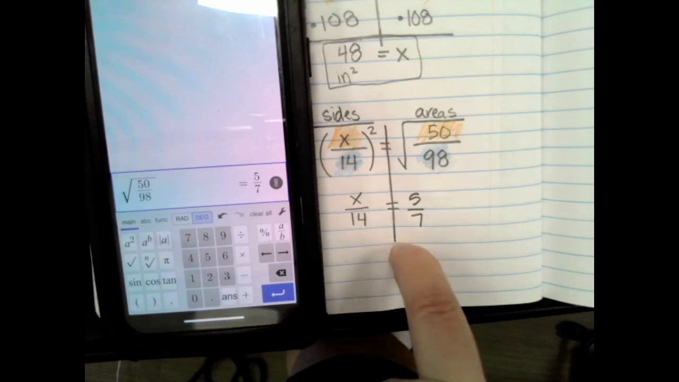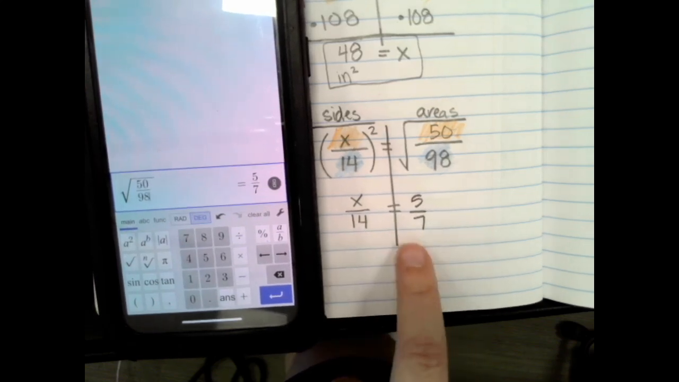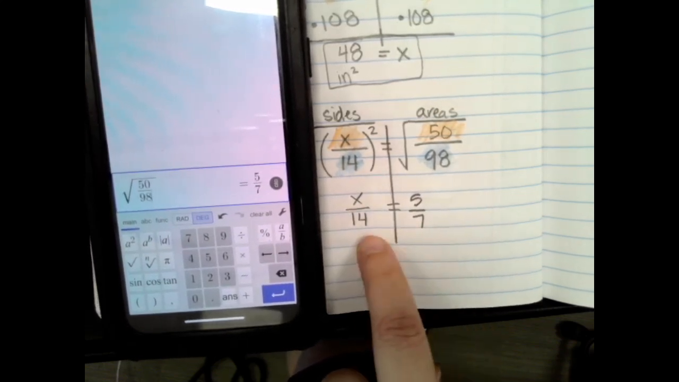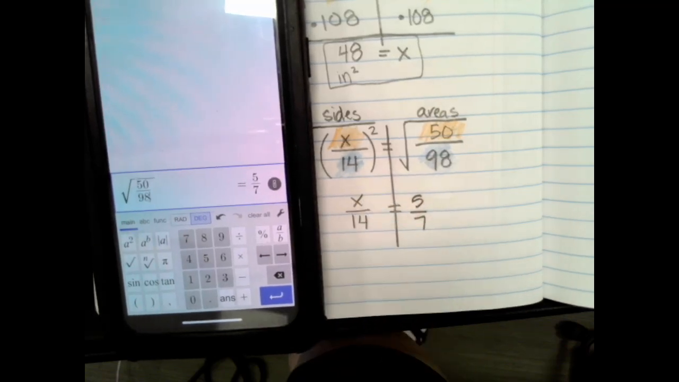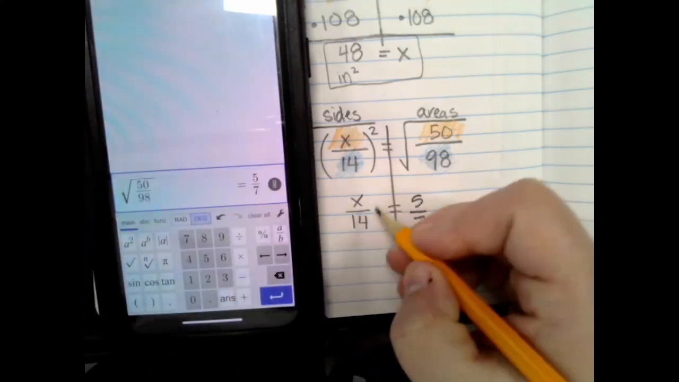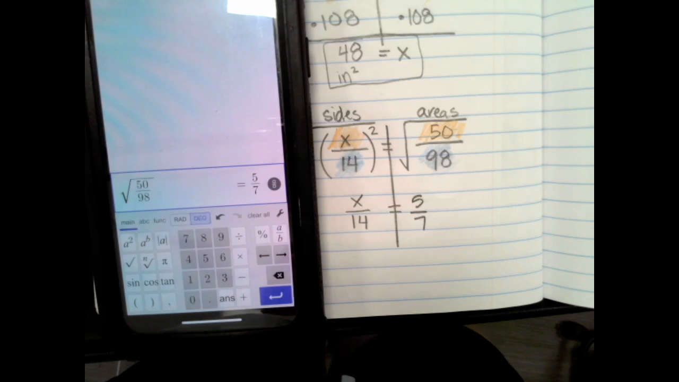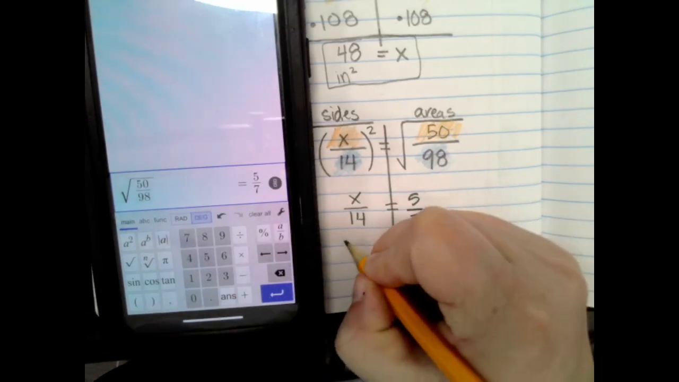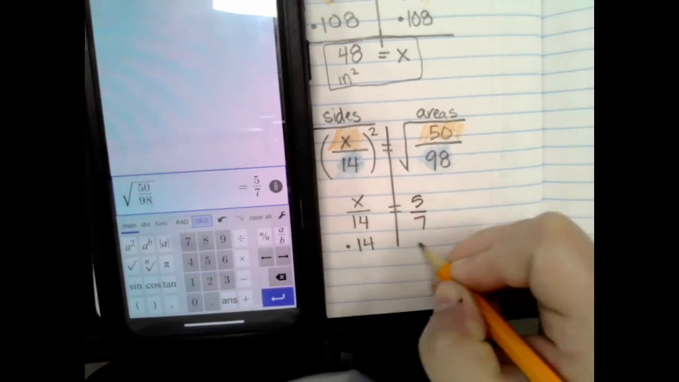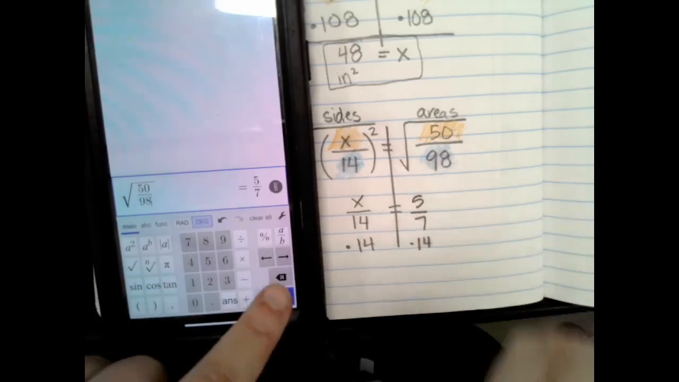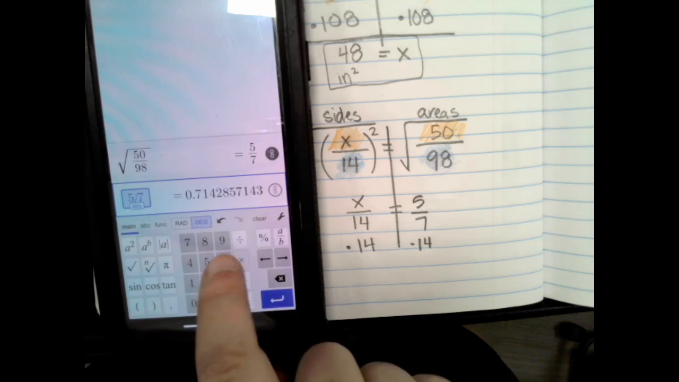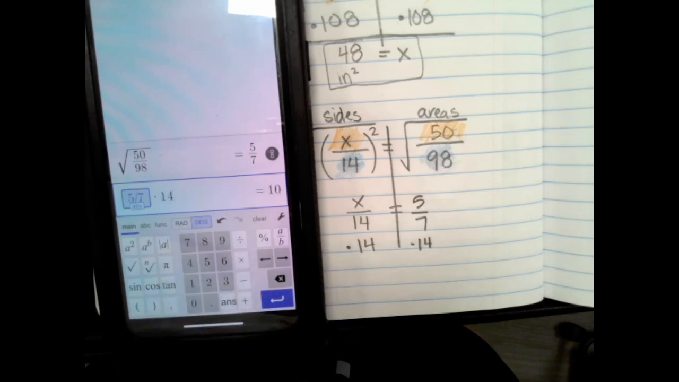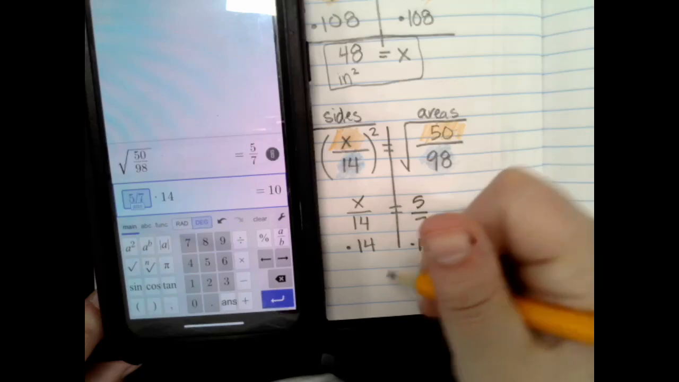Some of you might be able to look at this and realize we're making equivalent fractions. So 7 goes to 14. 5 is going to be 10. Or if we don't know equivalent fractions, we just keep solving it. So how do I get rid of dividing by 14? We would multiply both sides by 14. So I'm going to take my answer times 14. And the answer is 10.